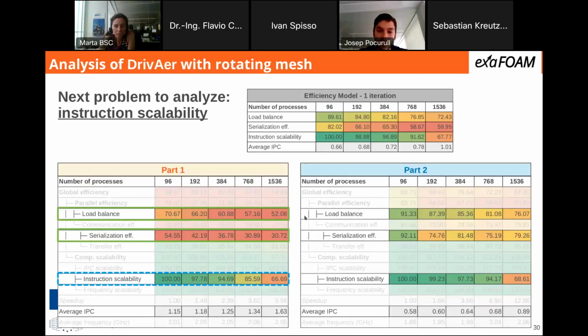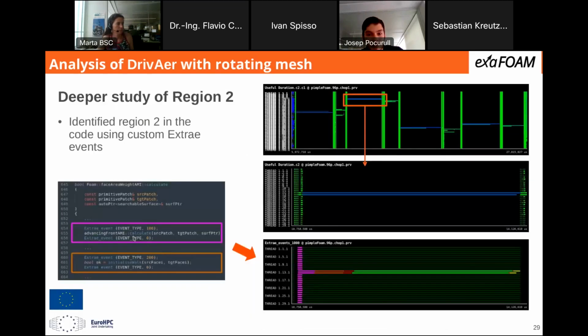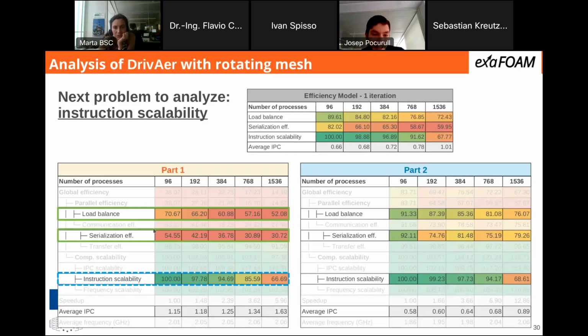Okay, with that, here I am in the previous slide. Here I am showing that we found the load imbalance of part one was caused by three different regions, and also the serialization efficiency, because it was hidden in this part. It's load imbalance, but hidden as a serialization efficiency.